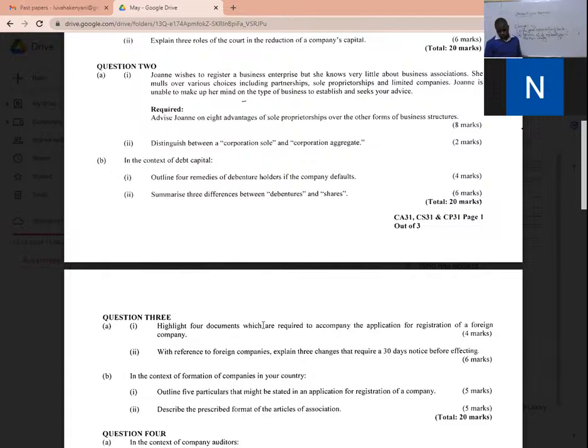Change in the directors of the company, and their powers, changing their powers also.